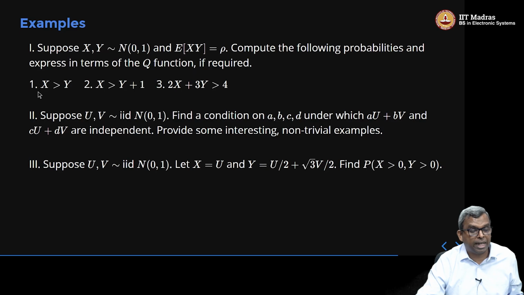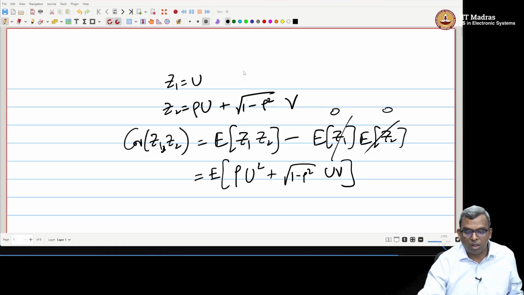You have to compute the following probabilities using the Q function. What is the probability that X is greater than Y? Now, when rho is 0, the probability that X is greater than Y is half, so it is very easy to write down. But when rho is non-zero, we have to see what happens. Maybe it changes from half, I do not know. So, let us write this down and try and work out some of these problems.